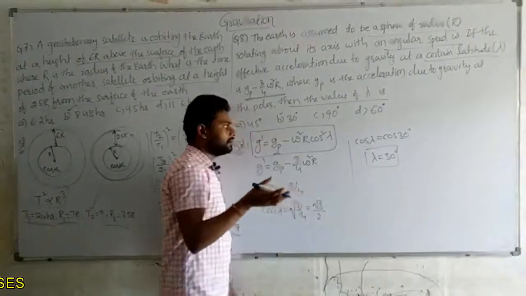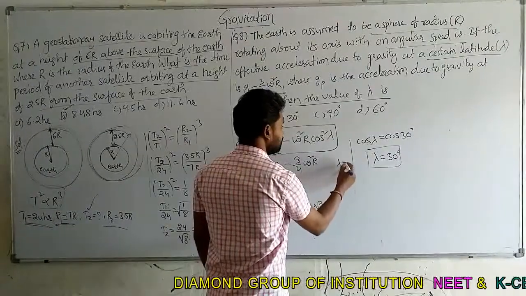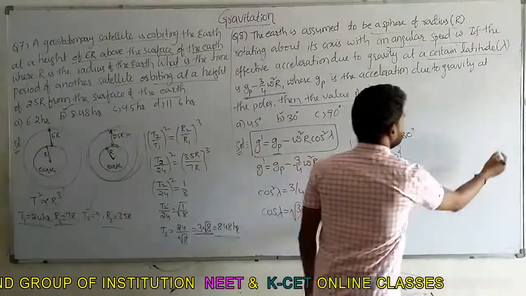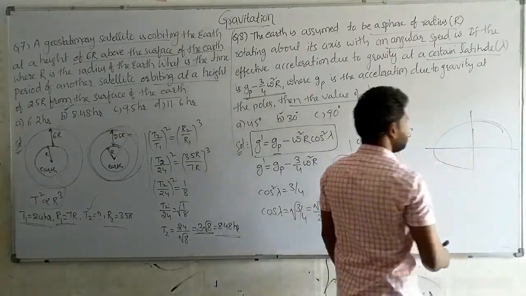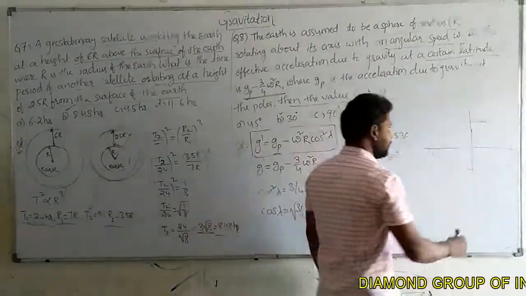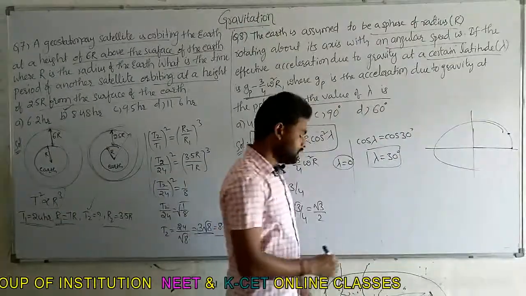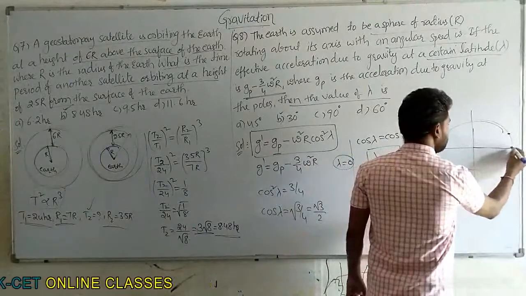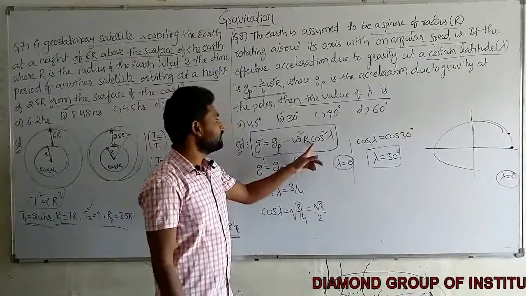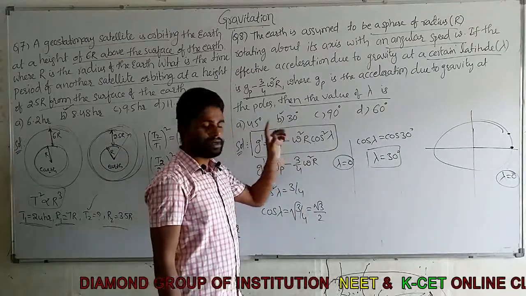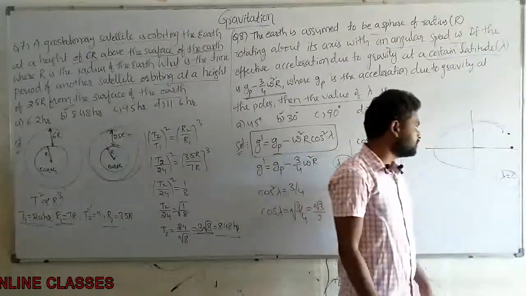What is the gravity at the equator? At the equator the angle, that is the latitude, is 0. Here this is the earth, this is the equatorial line and this is the polar axis. At the equator the angle made by the position with respect to the equator is the latitude, so lambda equals 0. If you substitute 0 here, cos 0 is 1, so g dash equals gp minus omega square r. That means at the equator the acceleration due to gravity is minimum.